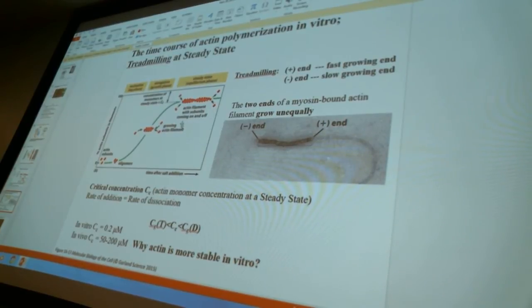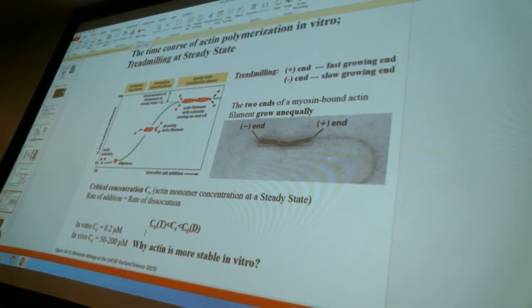So if we compare the in vitro and in vivo conditions, in a tube, we can quite easily assemble these actin filaments. They very nicely create this long filament. It's a very low value, 0.2 micromolar concentration. But in vivo, the concentration is quite high. So what does it mean? It takes much more actin to create this filament.